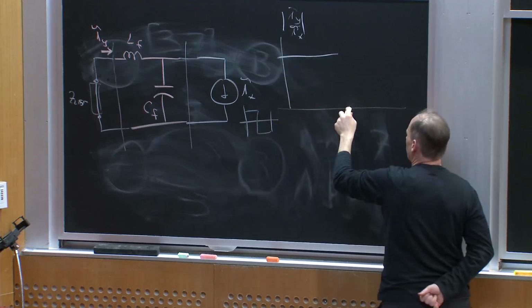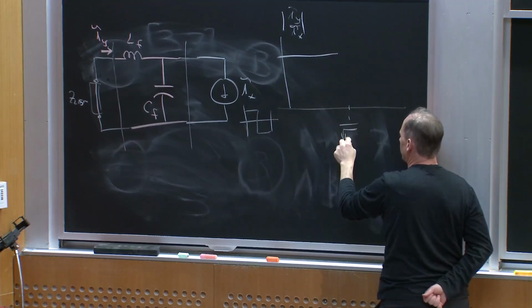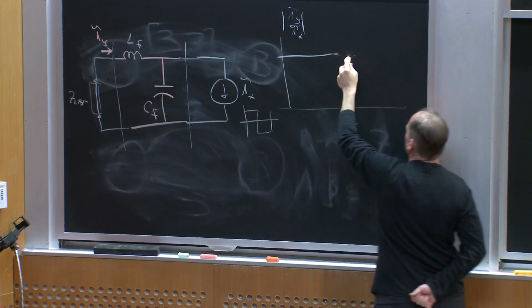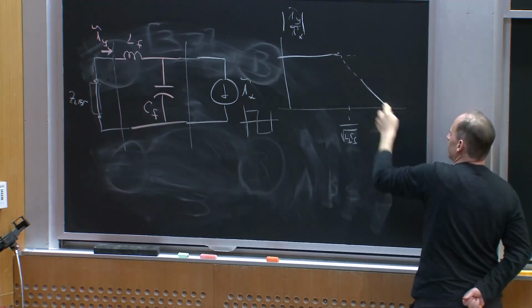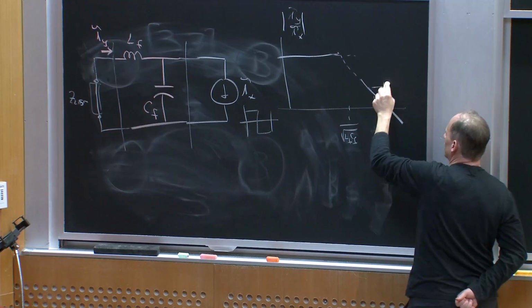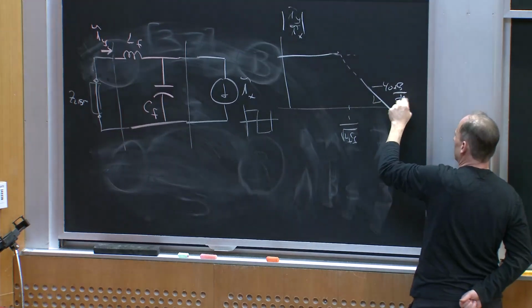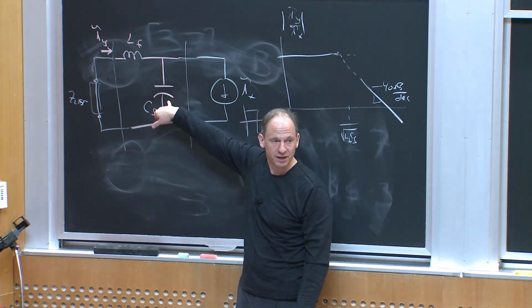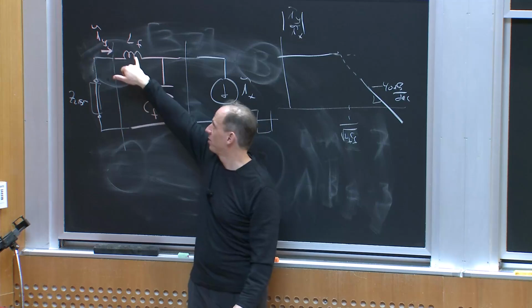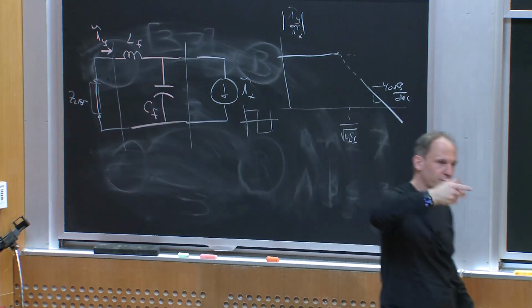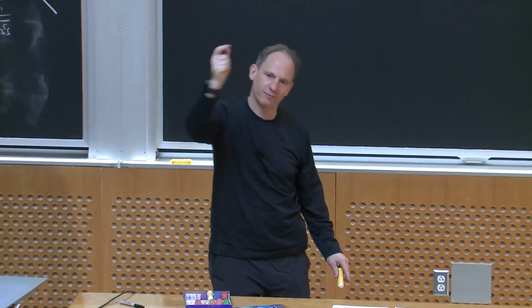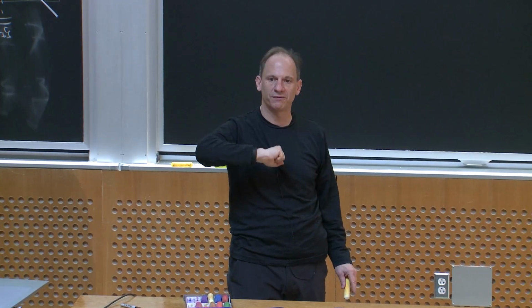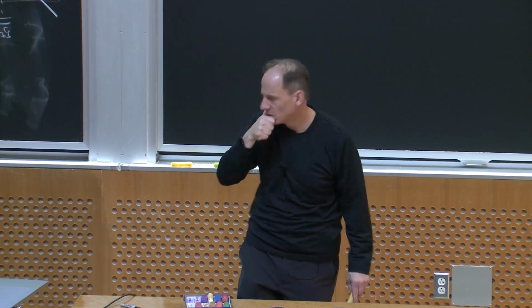And then well above 1 over the square root of LFCF, it will roll off at 40 dB per decade, or minus 40 dB per decade. Why? Because the capacitor impedance is falling by a factor of 10 for every factor of 10 in frequency, and the inductor impedance is rising by a factor of 10 for every factor of 10 in frequency, and hence I get a factor of 100 attenuation for every factor of 10 in frequency, okay?